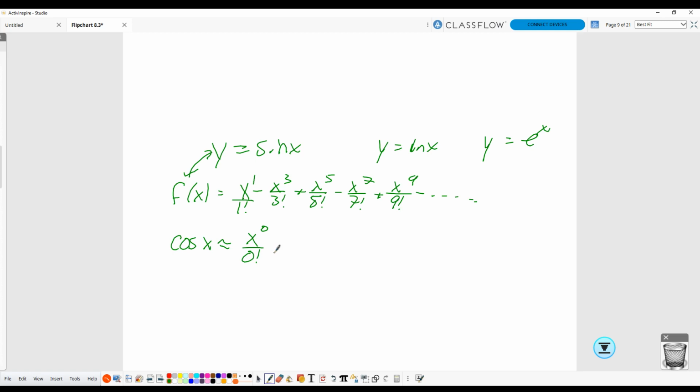So if this is sine, cosine is going to start off as 1. What do you think the next term would be? 2? 4. Why does it switch like minus plus? Well, again, we're doing chapter 9 right now.